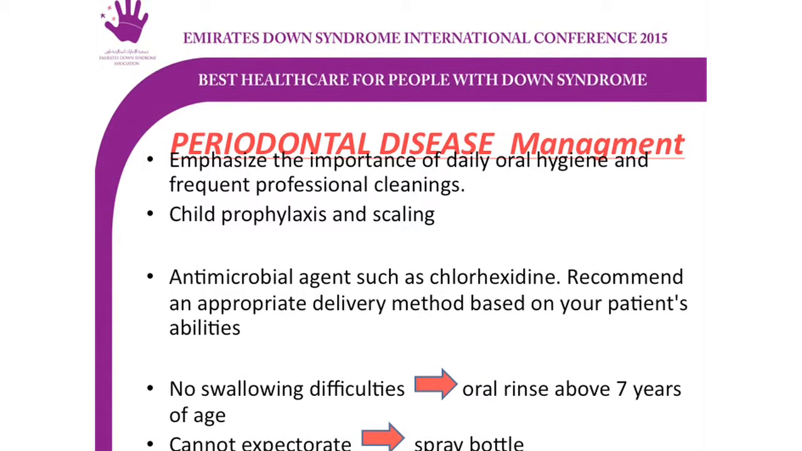How will I manage the periodontal diseases? We have to do aggressive scaling to remove the dental plaque, and we give an antimicrobial agent. The best is chlorhexidine. We can give it in different forms. If the child can expectorate well and is above 7 years of age, we give a mouthwash. If he cannot, then we give sprays or gel.